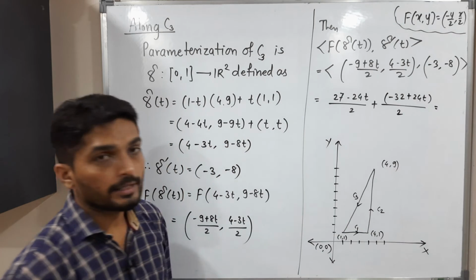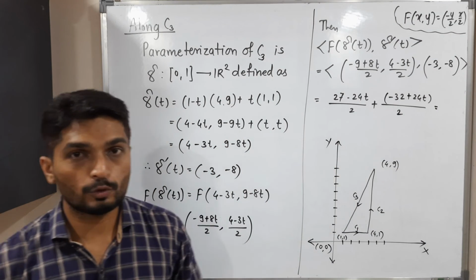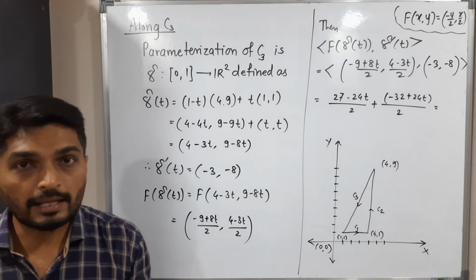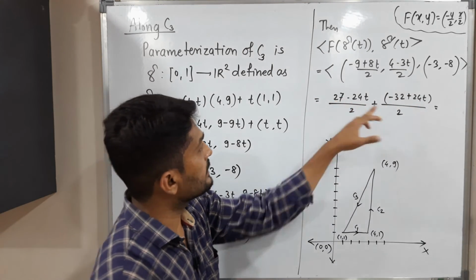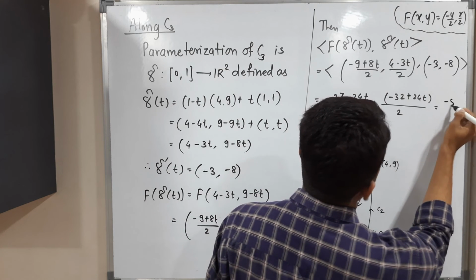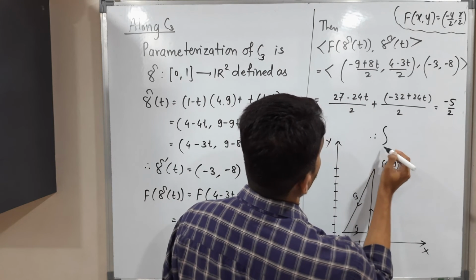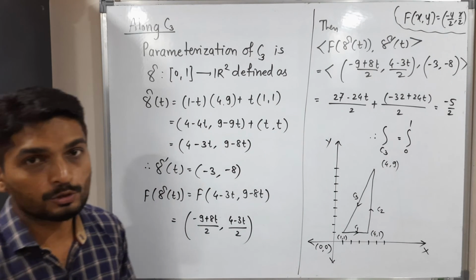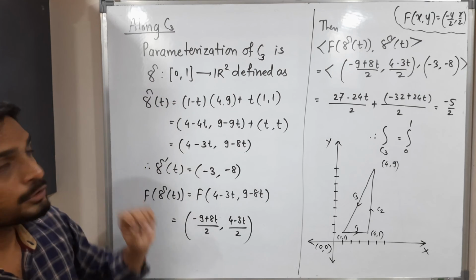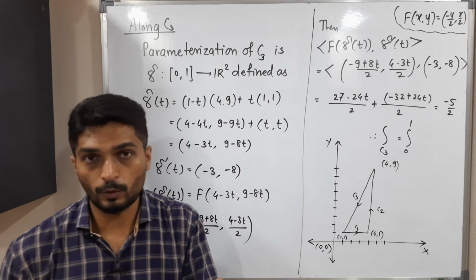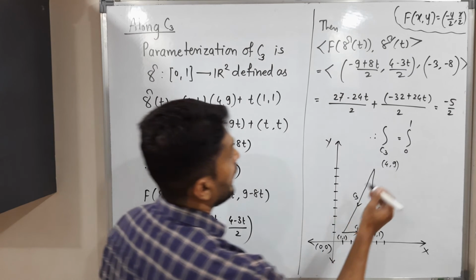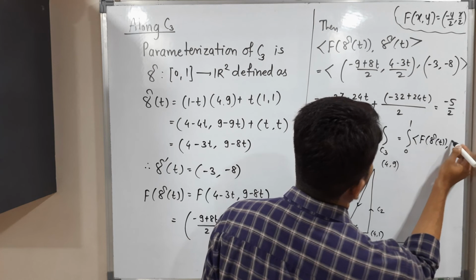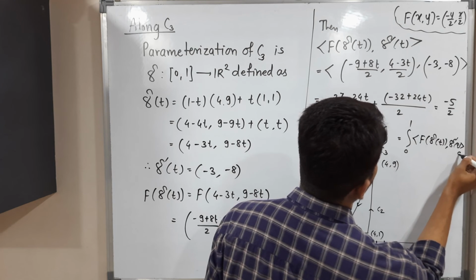Okay. So if you add, as you can see here, the denominator is same. So that's why easily we can add numerators. Minus 24t plus 24t will get cancelled to each other. 27 minus 32, that means minus 5 by 2. So therefore, line integration over C3 is equal to integration 0 to 1, since the parameterization gamma is defined on closed interval 0, 1. So I should write the same limits there. And the definition says inner product of f of gamma of t comma gamma dash of t dt.